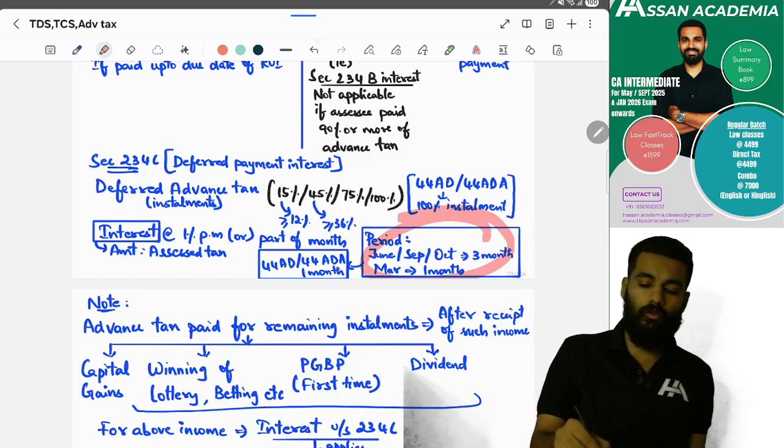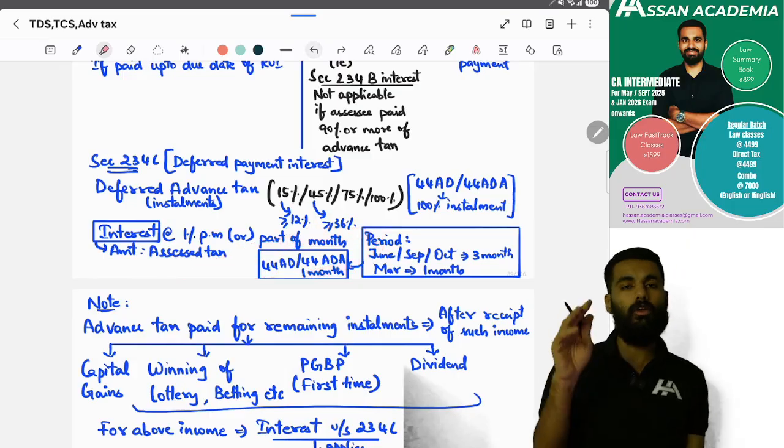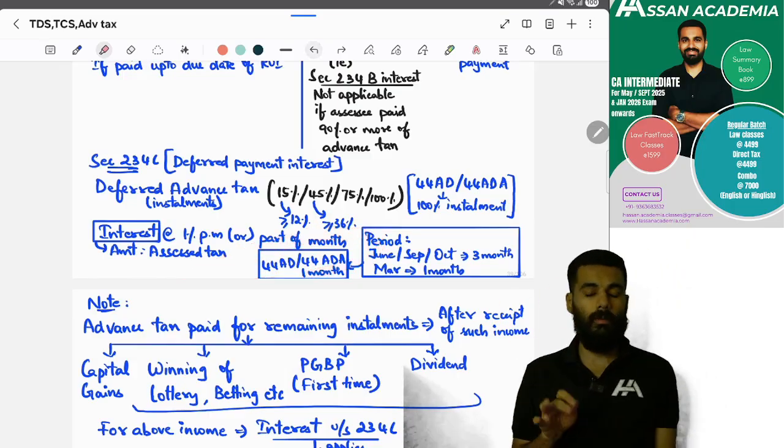Yes, but in case of 44AD or 44ADA, only one time we have to make payment, that is on 15th of March, so it will be 1 month.